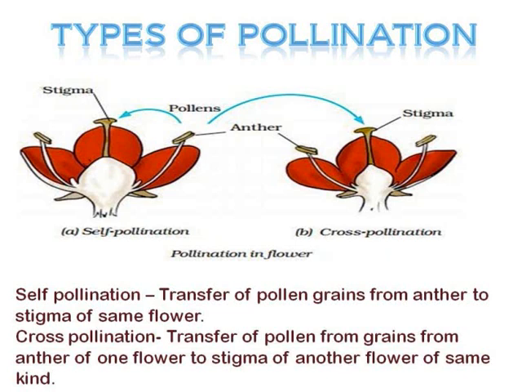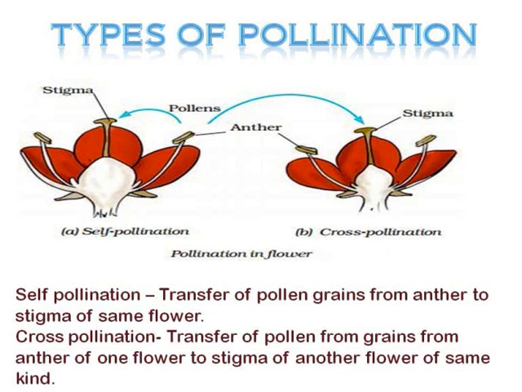In the figure, it is shown how the pollen grain transfers from anther to the stigma of the same flower in case of self-pollination. Next is cross-pollination. In this type of pollination, the pollen is transferred from the anther of one flower to the stigma of another flower. In the figure, you can see the pollen grain transfer from the anther of one flower to the stigma of another flower of the same kind.